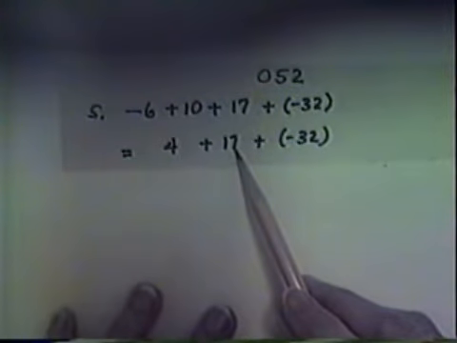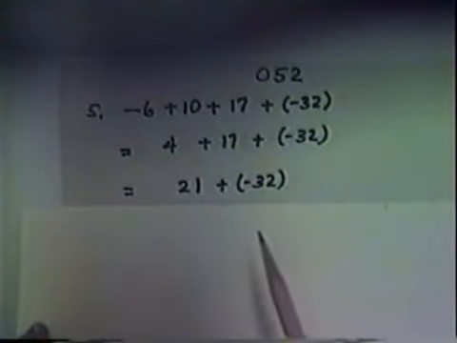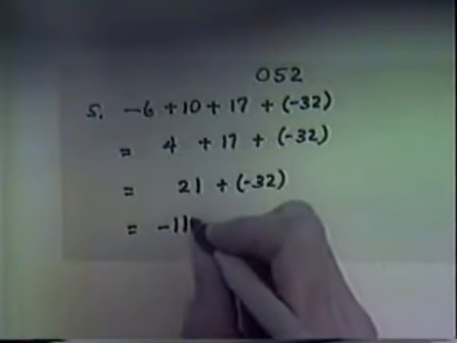Continuing as the order of operations tells us, we add 4 plus 17. They have the same sign, that means we add their absolute values. You add 4 plus 17, you get 21. Then we have 21 plus negative 32. To add those, they have different signs. That means that we subtract their absolute values, and the difference between their absolute values is 11. The greater in absolute value is the negative 32. That means the answer is negative 11. So here's our result, negative 11.